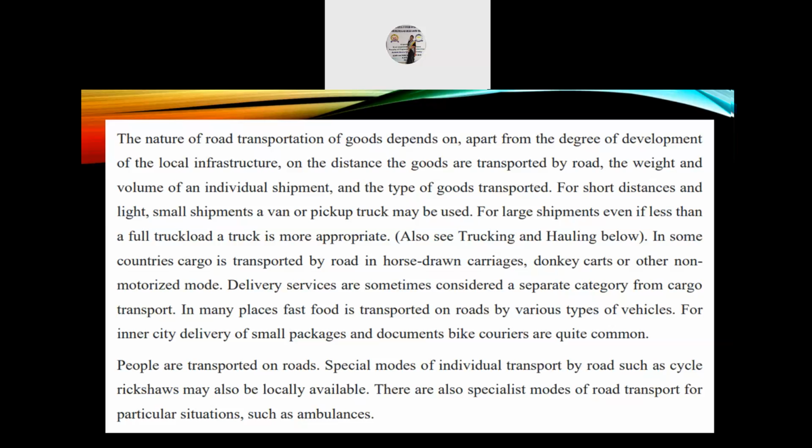People are transported on roads. Special modes of individual transport by road, such as cycle rickshaws, may also be locally available. There are also specialist modes of road transport for particular situations, such as ambulances.